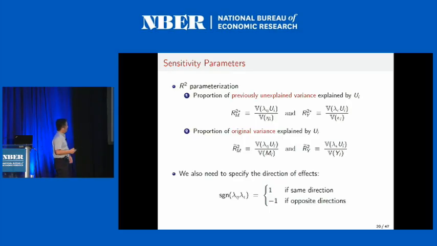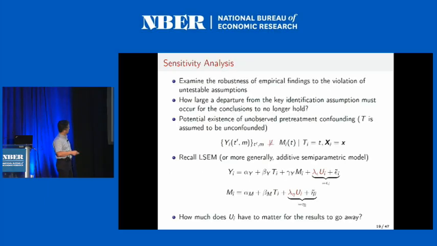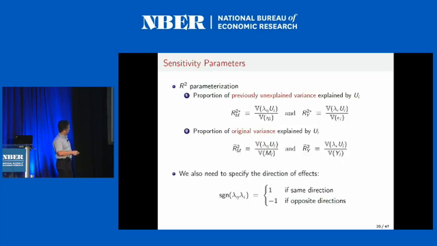It turns out that in order to do sensitivity analysis in this setting, you also have to know the direction of the effects. You have to know the sign of these two lambdas that I had. The sign is 1 if it's the same direction and -1 if opposite, that is, whether the unobserved confounder affects the outcome and the mediator in the same direction or in opposite directions. Once we specify all these parameters, then we can calculate the effects.